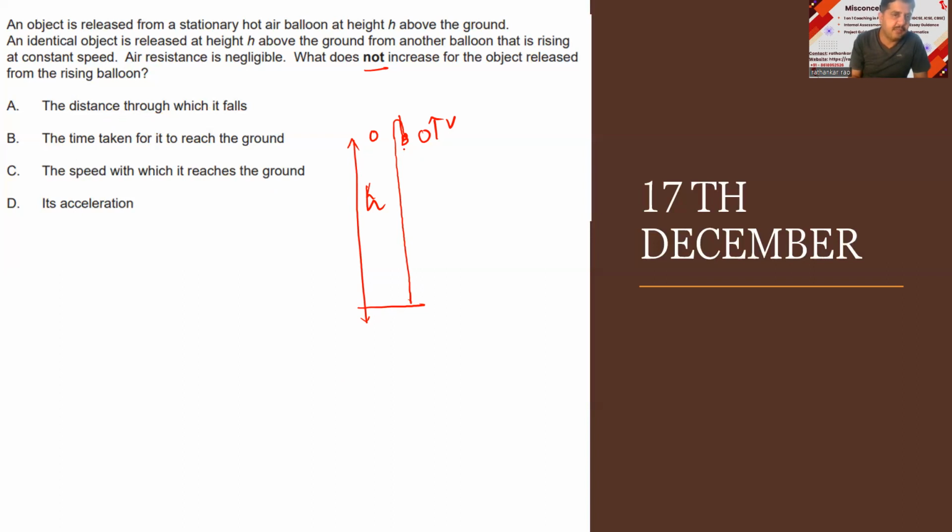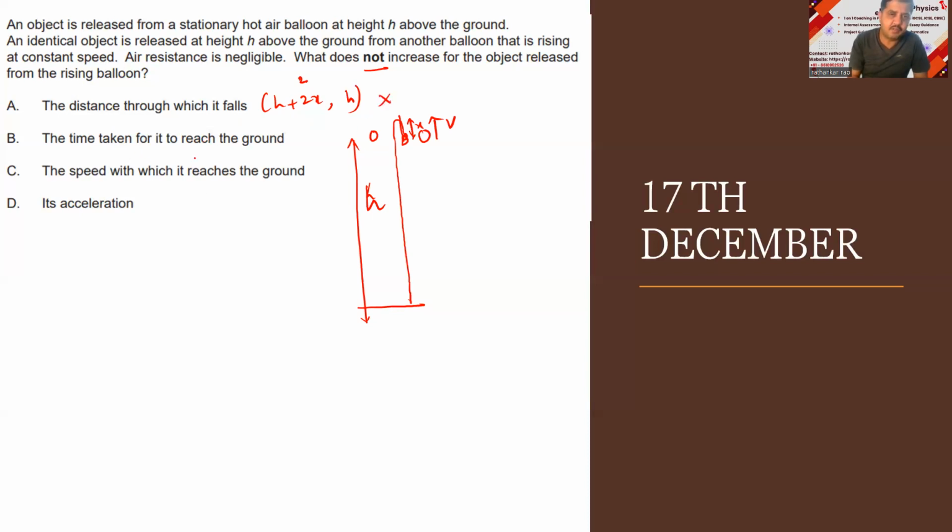In the second case, it won't be h, but instead, if I write this as some x over here, then it will go to a height of x, then return back by another x, and then traverse a distance of h. The total distance traveled would be h plus 2x for the second particle, and for the first particle it will just be h. Definitely, the distance through which it falls will change. So this is an incorrect answer.